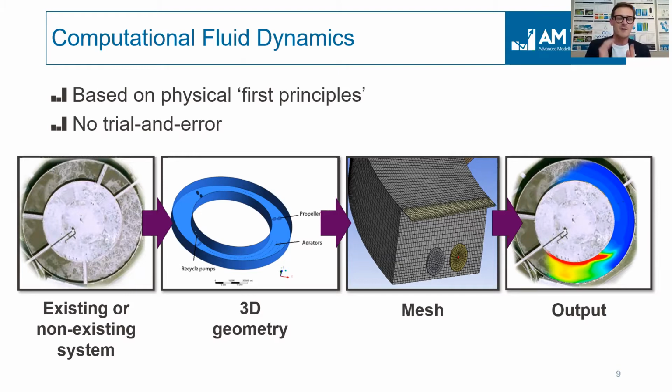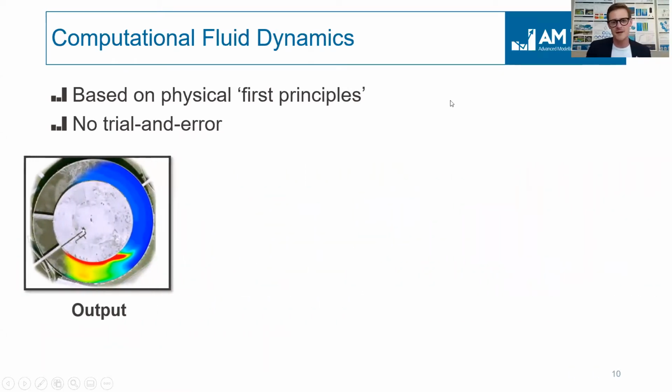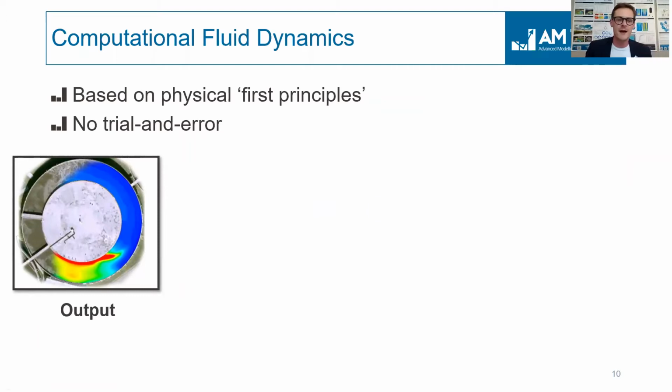So the colors are a whole bunch of different possible variables, okay? It really depends on your objective and your case. This is the most interesting thing of CFD. This is the what-if scenario testing.